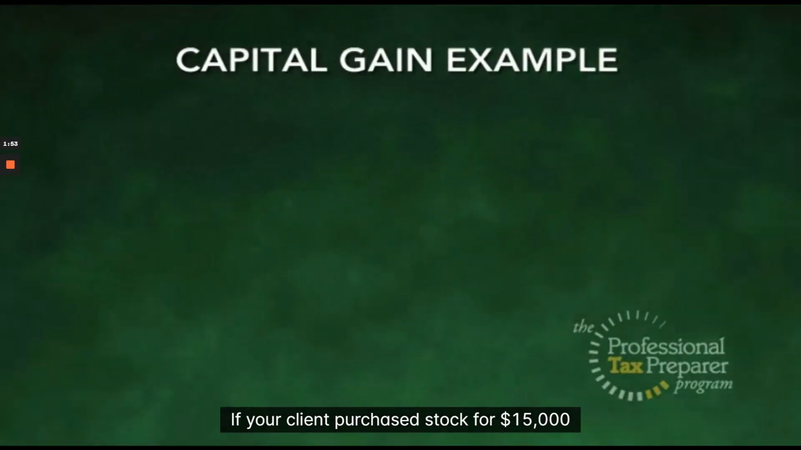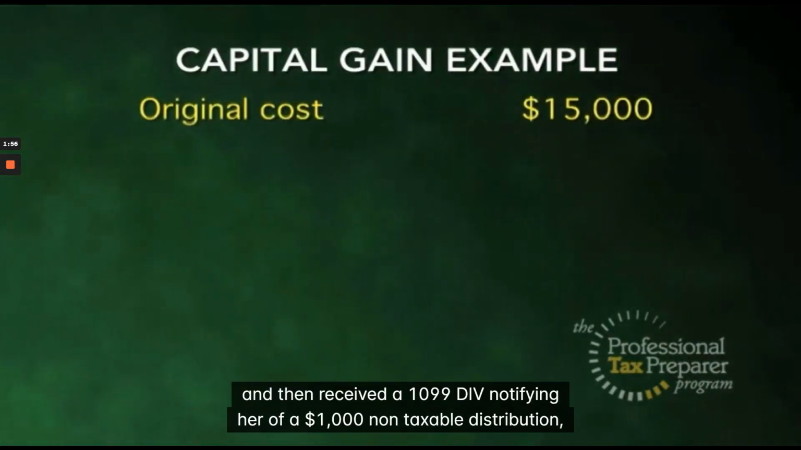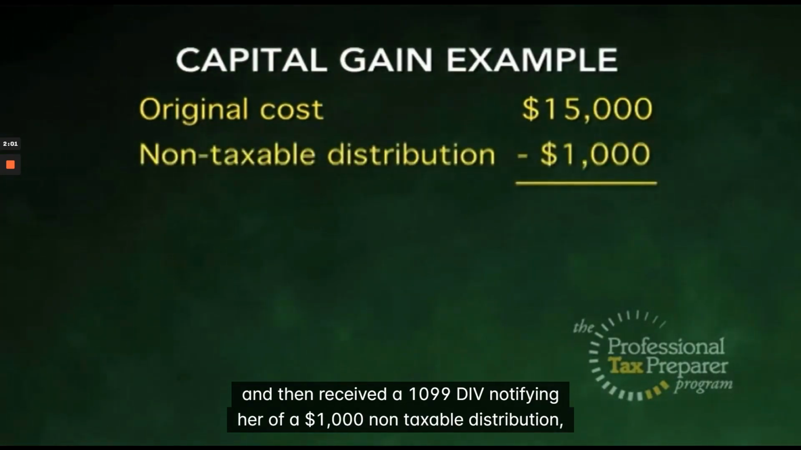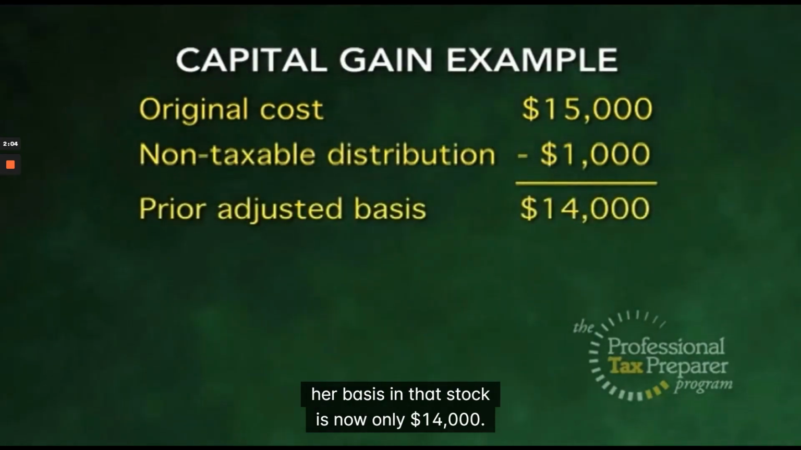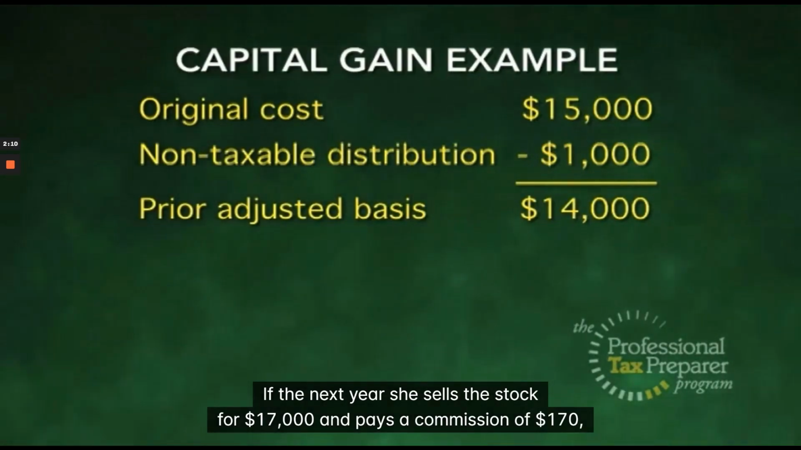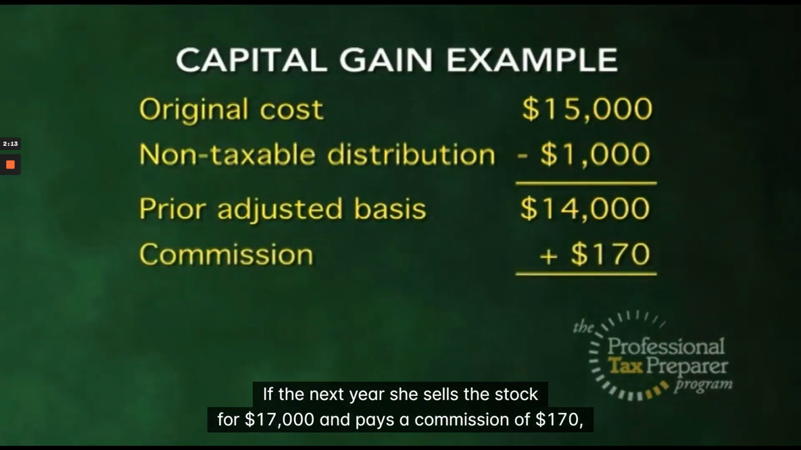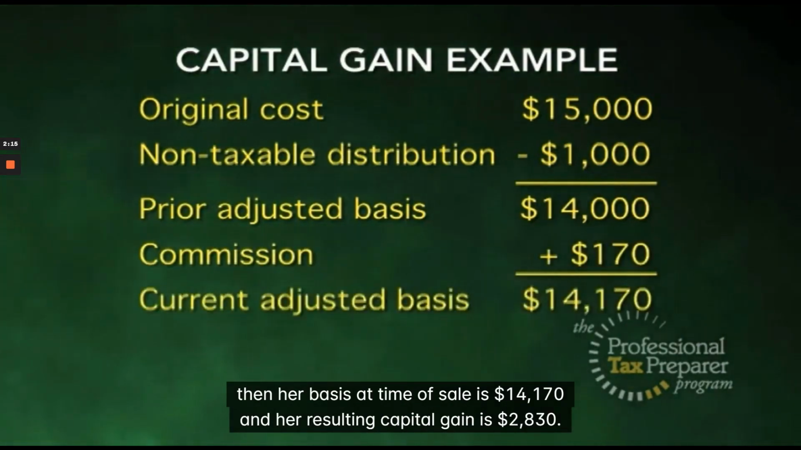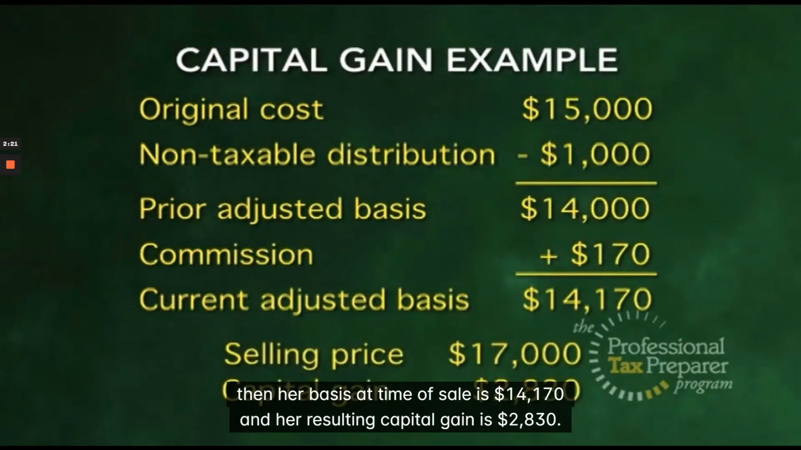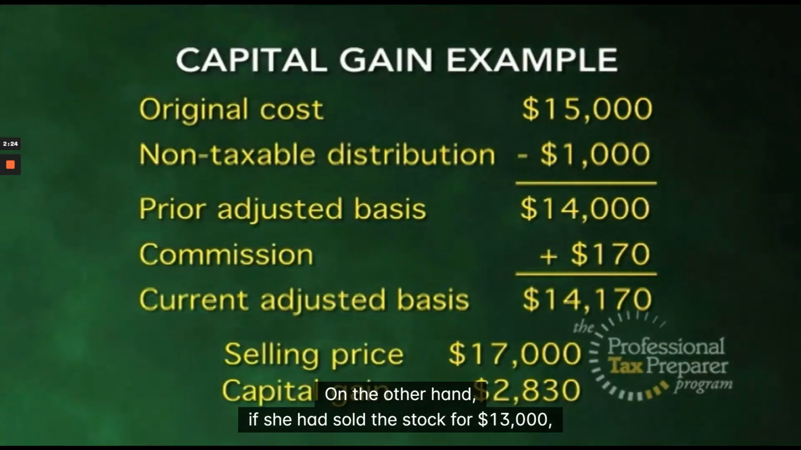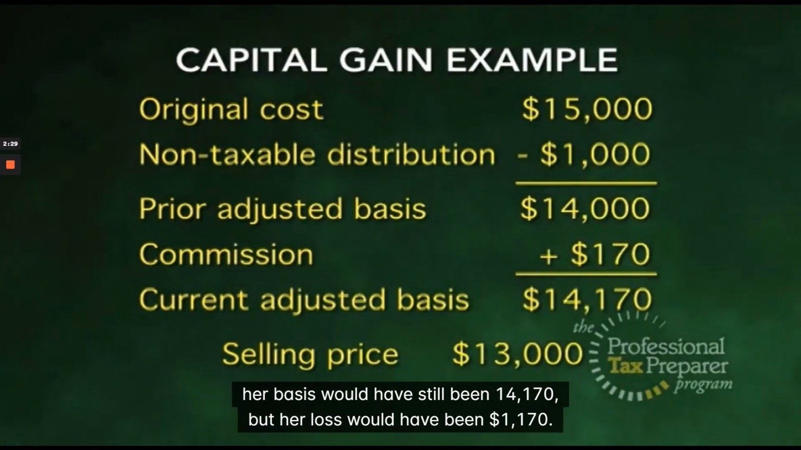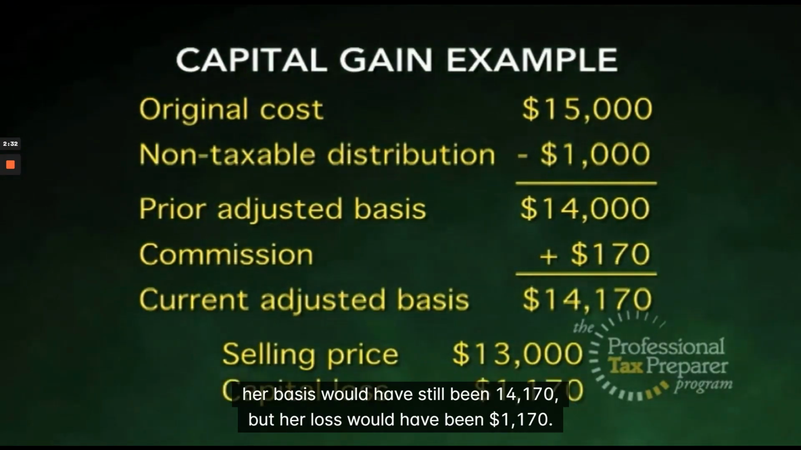If your client purchased stock for $15,000 and then received a 1099-DIV notifying her of a $1,000 non-taxable distribution, her basis in that stock is now only $14,000. If the next year she sells the stock for $17,000 and pays a commission of $170, then her basis at time of sale is $14,170 and her resulting capital gain is $2,830. On the other hand, if she had sold the stock for $13,000, her basis would have still been $14,170, but her loss would have been $1,170.